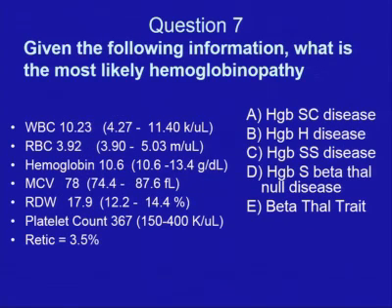So here we're going to look at some hemograms and try to figure out what's the most likely hemoglobinopathy. So we're going to try to put all this stuff together a little bit. So based on this, what's the most likely? SC disease, H disease, SS, S-beta thal null, beta thal trait. So you've got a red cell count that's kind of normal range, low end range normal hemoglobin, normocytic, retic that's a little bit elevated.